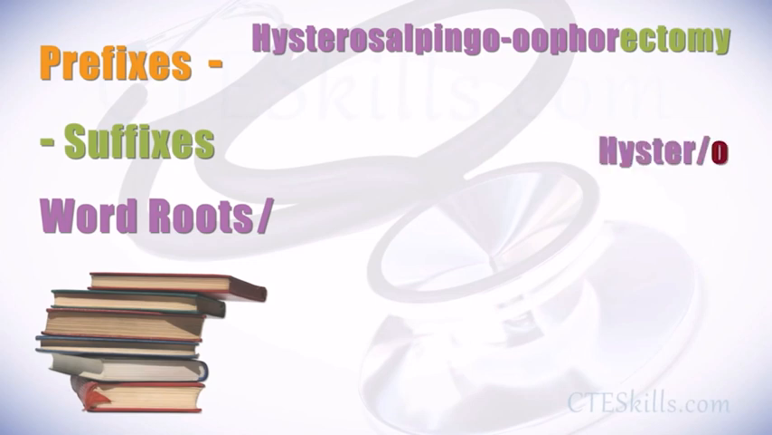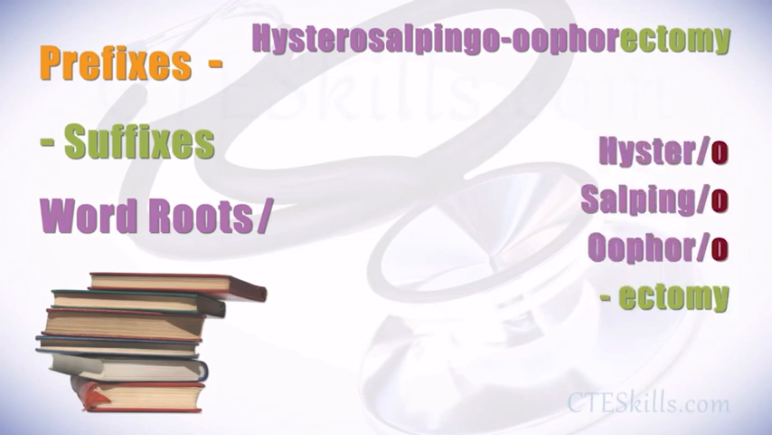What does hysterosalpingo-oophorectomy mean? Let's follow the formula provided earlier. First, let's break down the term into elements. These are prefixes, suffixes, and word roots. Here's the breakdown, beginning from the right and moving to the left.